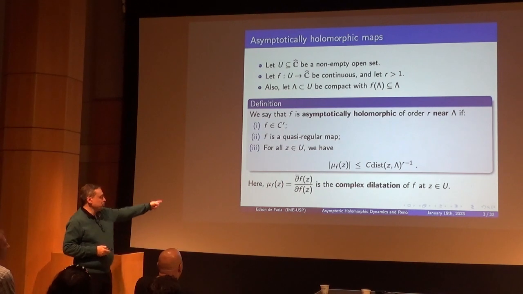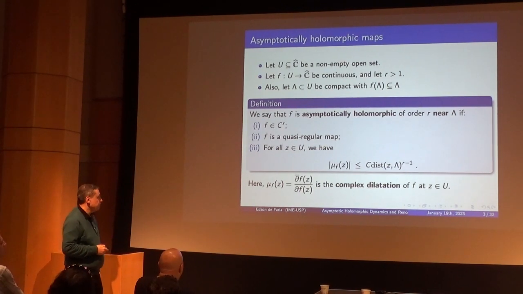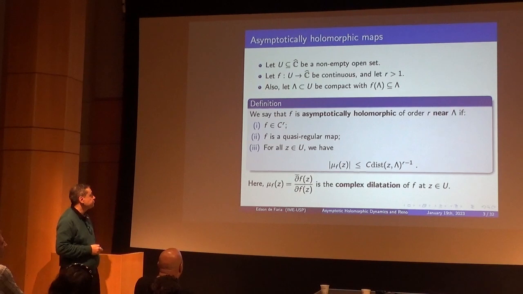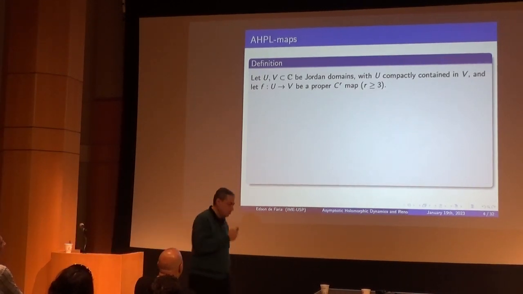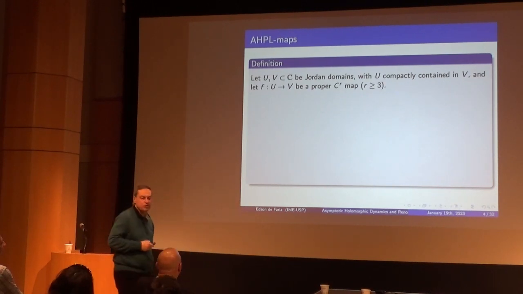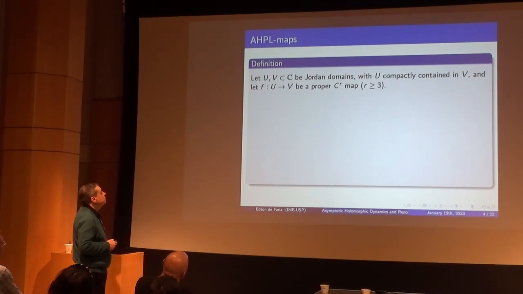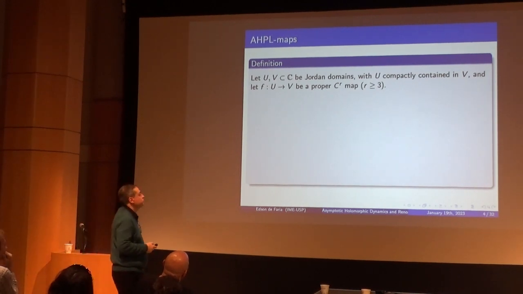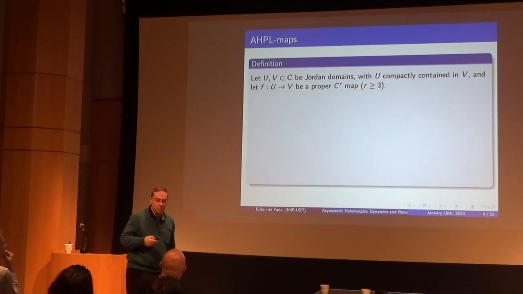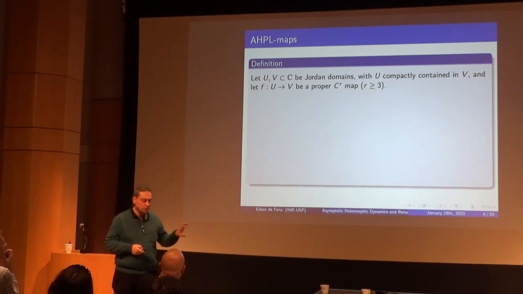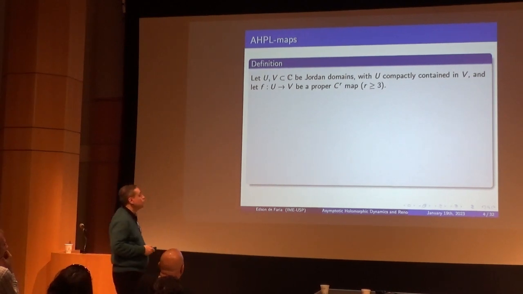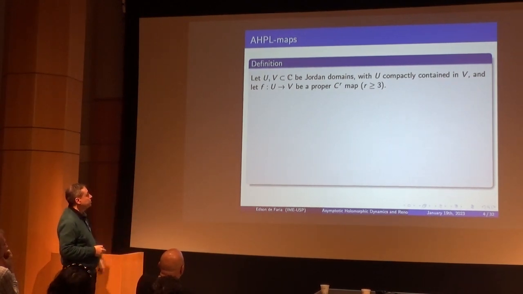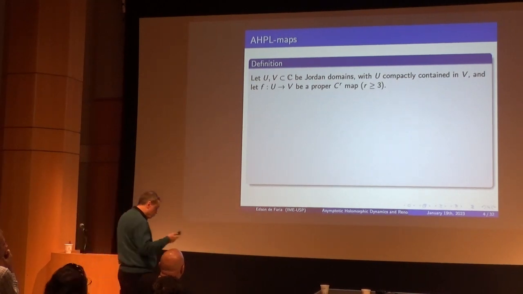Like I said, mu_f is the complex dilatation of the map, okay? So what is an asymptotically holomorphic polynomial-like map, which is the kind of map that I'm going to be interested in here? In this case, you have two Jordan domains, actually two disks, if you think of topological disks, one compactly contained in the other. The smaller one is the domain of the map. The larger one is the codomain, and the map is a proper C^r map. Okay, so onto.